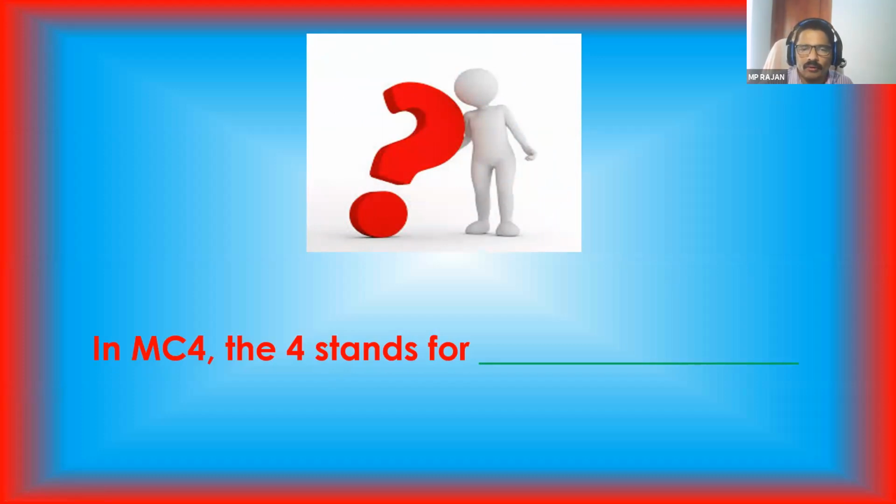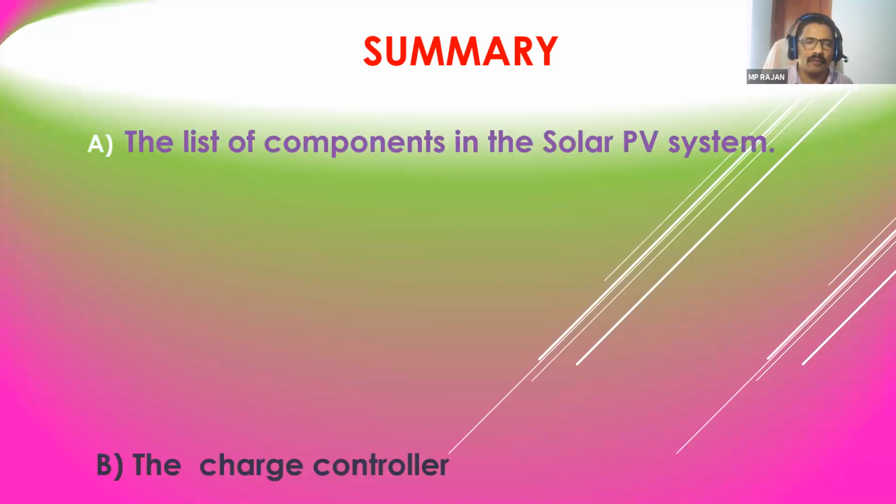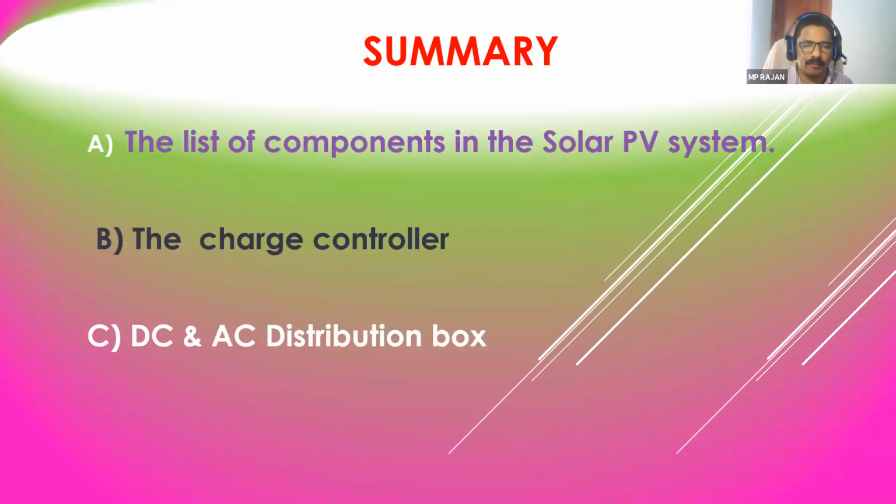Okay, so in today's class, these are the various parts we have seen. We have not covered the complete part. We have seen the list of components available in the solar PV system. In that, the main system components like the charge controller, DC-AC distribution box, cabling and connectors we have discussed today.